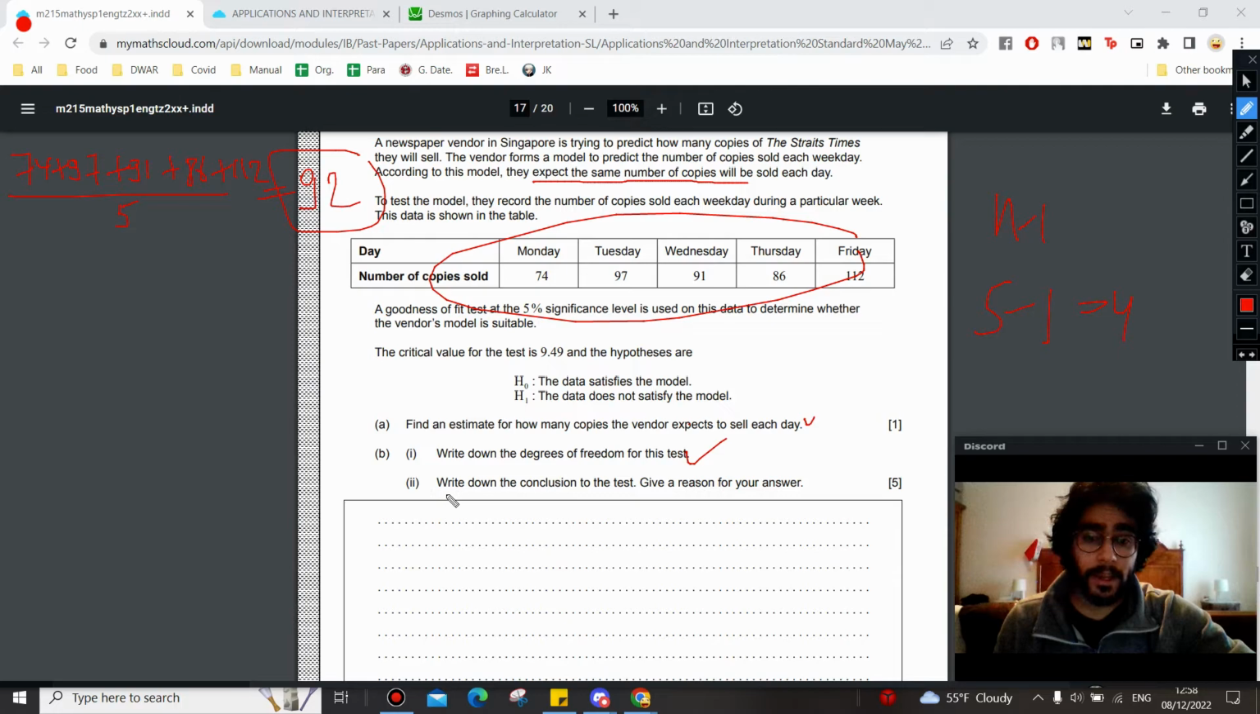Question B ii, write down the conclusion to the test, give a reason for your answer. For the conclusion, we have to calculate some stuff, right? Here you have to use the GDC. You have to write down 2 things, okay?